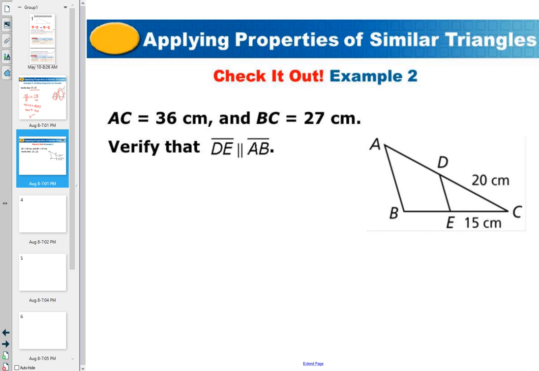Instead of labeling everything here, some of the information is given to you in the statement, so I would label. Okay. If AC is 36, well, I don't want to know AC. I want to know AD, it looks like. So if from A to C is 36, how would I know what AD is?